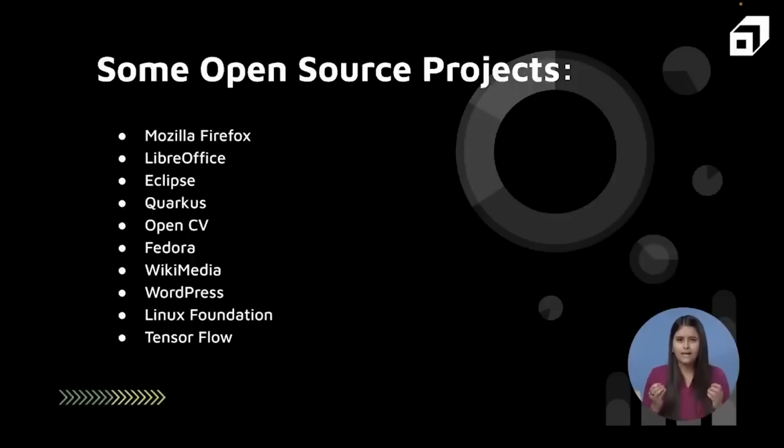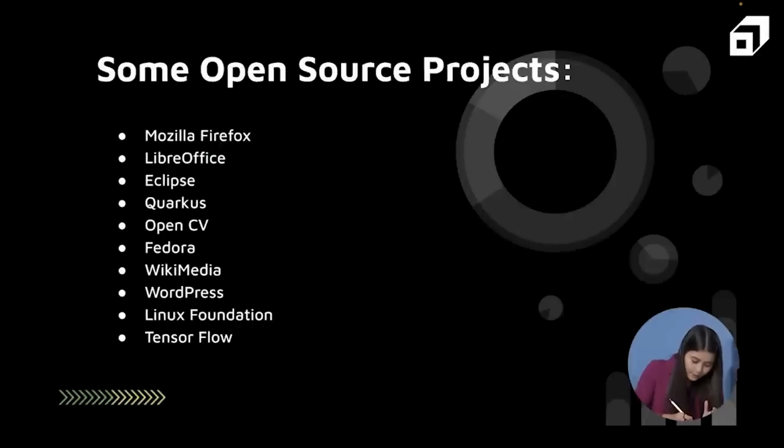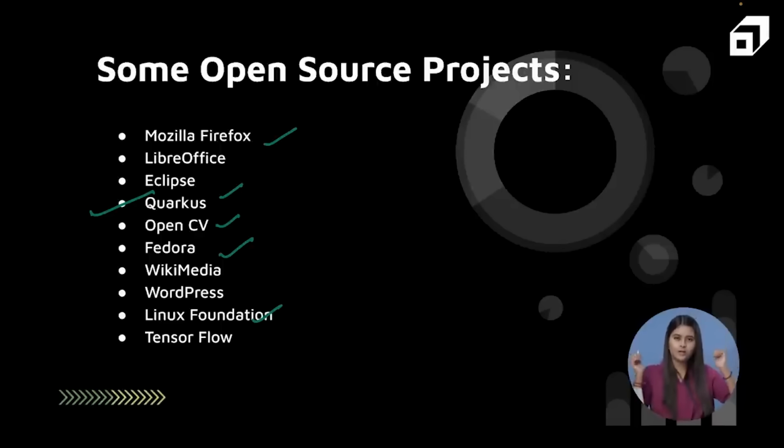I know it might sound a bit difficult right now, but by the end of this tutorial I'm pretty sure that everything will be crisp and clear in your mind. These are some examples of open source projects: Mozilla Firefox, Quarkus, OpenCV, Fedora, Linux Foundation, etc. I'm currently contributing to Quarkus as well, and contributing to a big open source project might be a bit difficult in the very beginning, but once you get used to it, it will become easy.